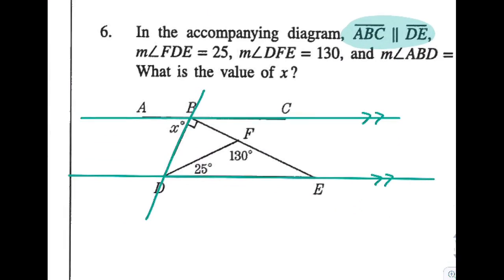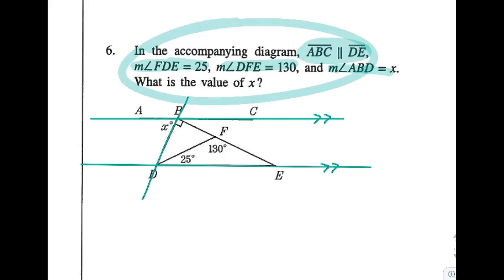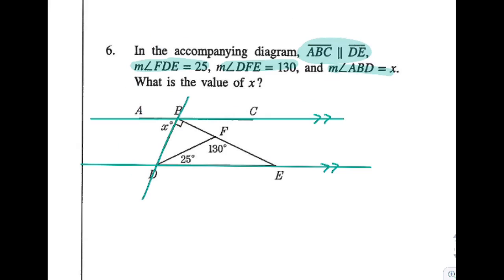Number 6. In this case, they wrote some information in words, but then they also labeled it on the picture. Sometimes it's just up here and not down here, but in this case they labeled it in both places. The lines are parallel, which means I have parallel lines, transversals, and all your alternate interior and vertical and corresponding all holds true.